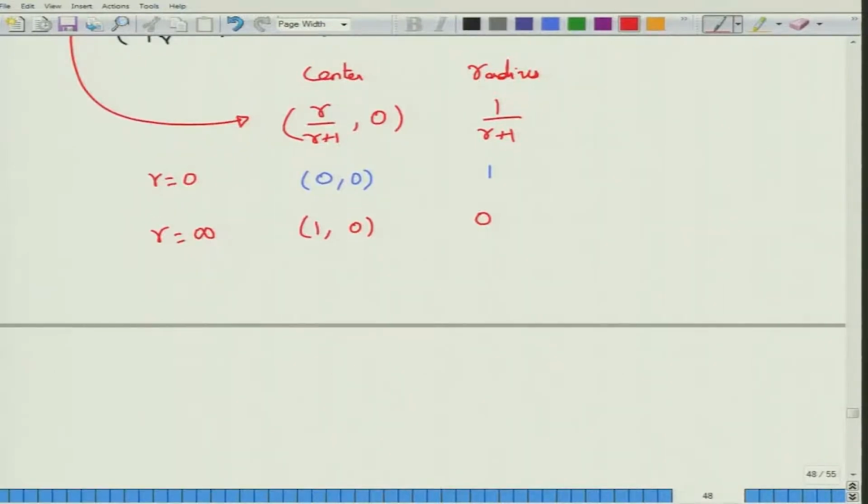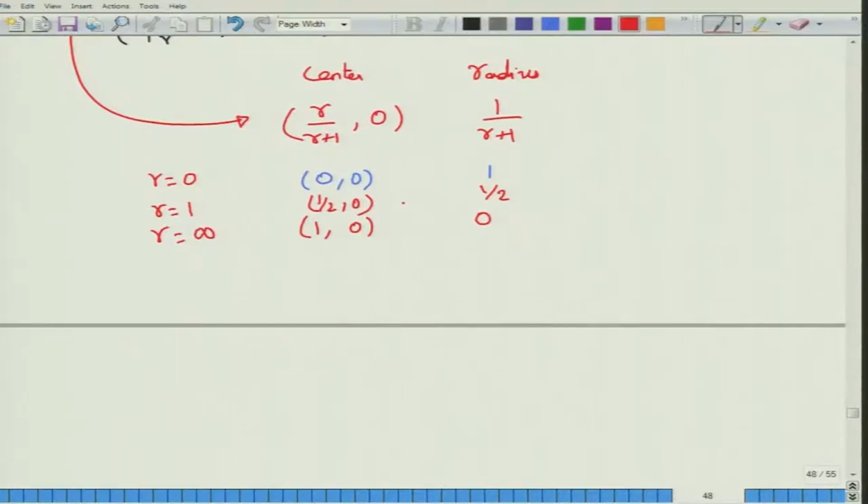For example, consider the R equal to 1 circle. This will be very important. It would be very important for impedance matching. In this R equal to 1 circle, the center of the circle is given by half comma 0, and the value of the radius is given by half. So at R equal to 1, the radius is half and the center is equal to half comma 0.